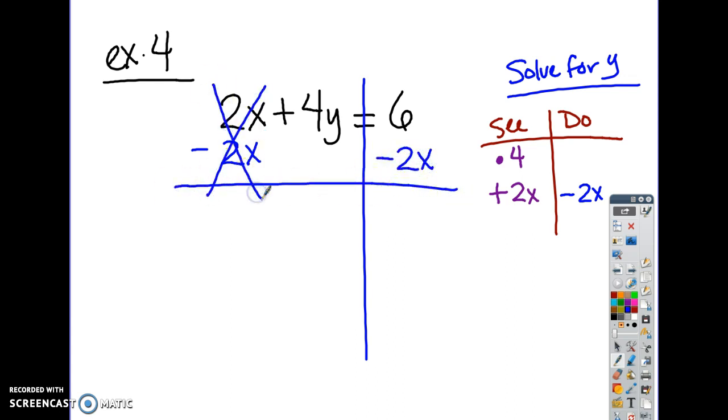Cross out 2x. Do these two look alike? No. This one has an x, this one doesn't have an x. So I'm not going to subtract them. You're just going to read it and write it. So it says 6 minus 2x. So you're going to write down 6 minus 2x. Bring down the equal sign, bring down the 4y.